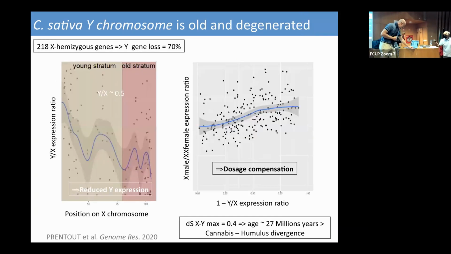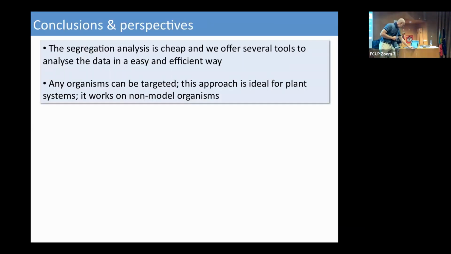So I'm going to go really fast here and just jump to the conclusions, because I want to give you some take-home messages. The first one is, if you are interested in sex chromosomes, you should consider these tools that I mentioned, because the experiment is really cheap and the tools work fine. And so you can have very important information on sex-linked genes in any organism.